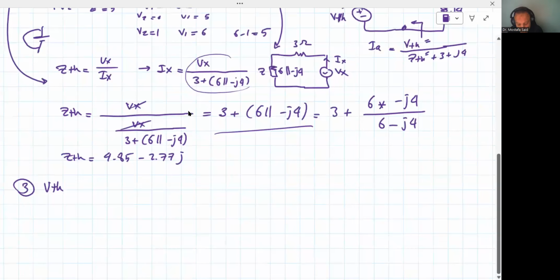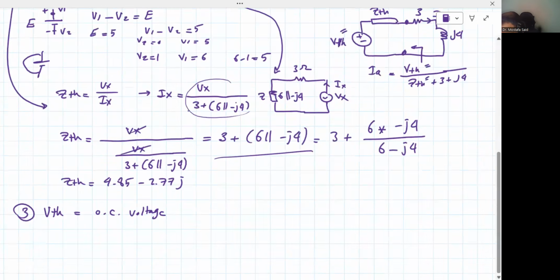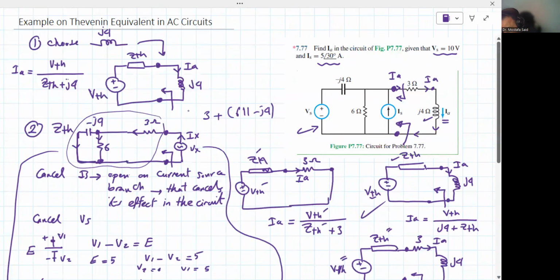Let's go to V Thevenin now. So what is V Thevenin? V Thevenin is the open circuit voltage between the terminals that you are looking in from. So let's get back here. We are looking between these two terminals of the reactance of the inductor. So it is the open circuit voltage between these two terminals.